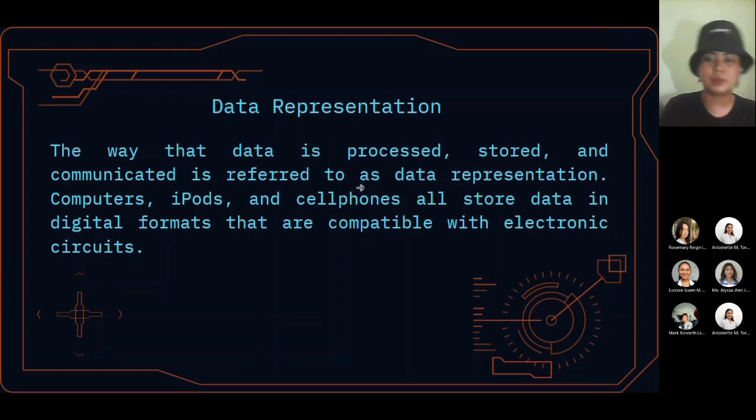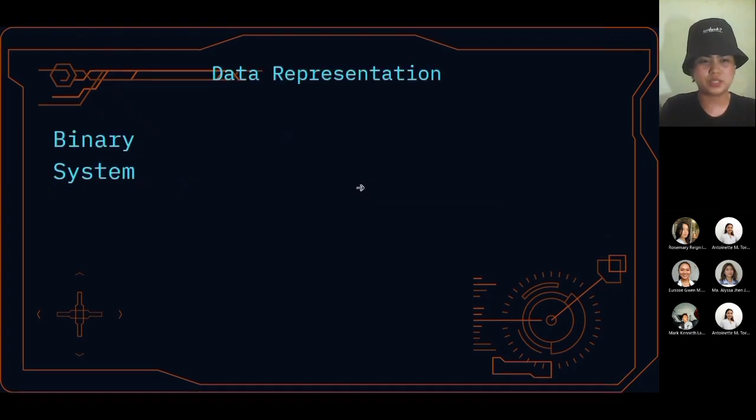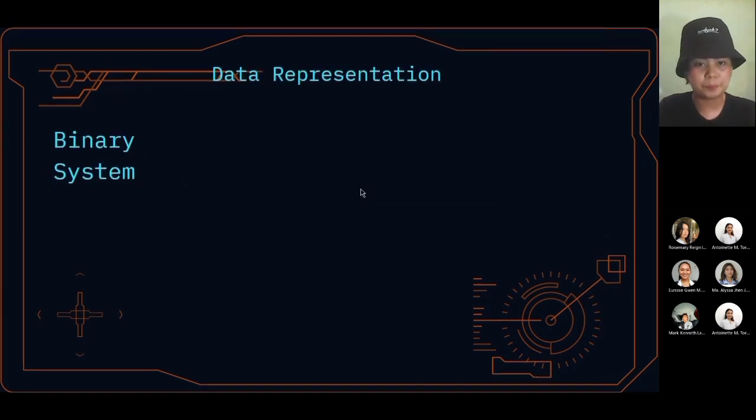Next is data representation. Data representation is the way that data is processed, stored, and communicated. Most computers are digital and they can only recognize two discrete states, which are on and off. So the binary system is a number system that has two unique digits, 0 and 1, and they are called bits.